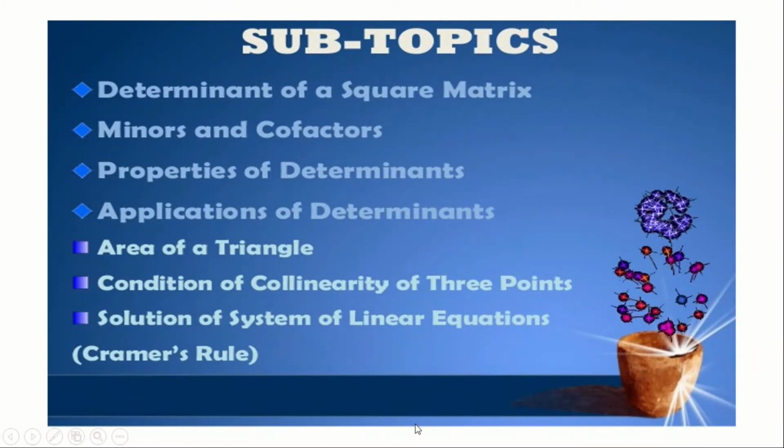Next, going to the subtopics. The subtopics in this lesson are as follows. First is determinant of a square matrix. Second, minors and cofactors. Third, properties of determinants. Fourth, applications of determinants: area of a triangle, condition of collinearity of 3 points, and solution of a system of linear equations under Cramer's rule. So these are the topics we are going to learn in this chapter.